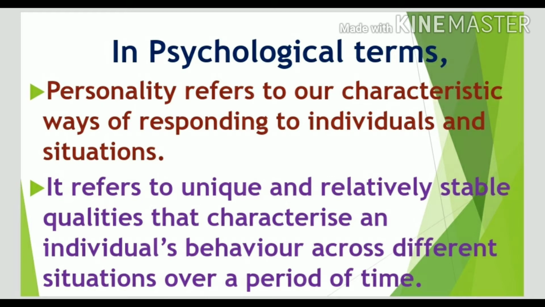Alright, for example, an honest person is more likely to remain honest irrespective of time or situation. However, under some situations, the variation may occur. So that's why it is relatively stable. That quality or those qualities are relatively stable over a period of time and characterize an individual's behavior across different situations. It means he will behave in that way in most of the situations, but he may change. His personality may change according to the situation. That's why it is relatively stable.